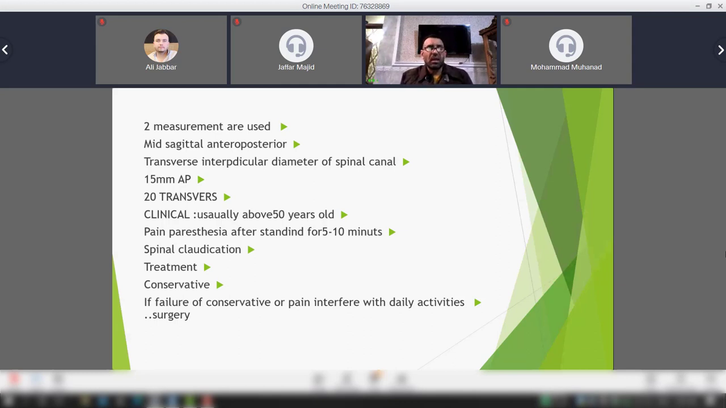طبعا عندهم spinal claudication يعرج ورا فترة أو يقعد ورا فترة. The treatment could be conservative. تعطي non-steroidal anti-inflammatory, sometimes steroid, and modification of the life. If it's fair, that's all. If not, we go for surgery.